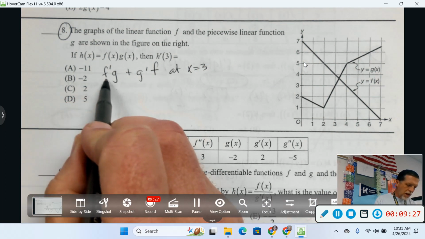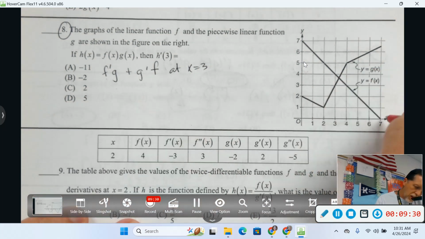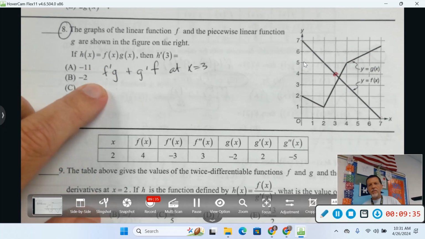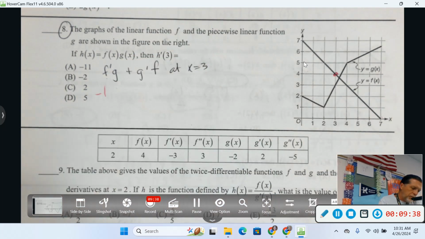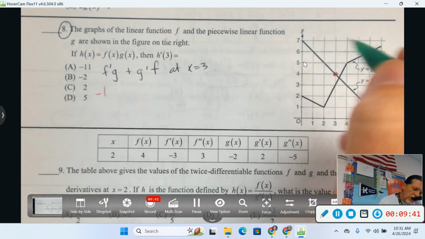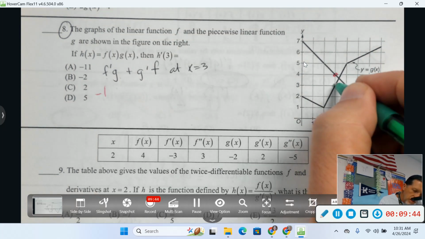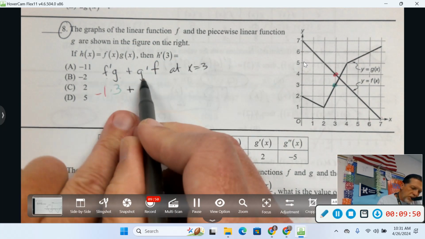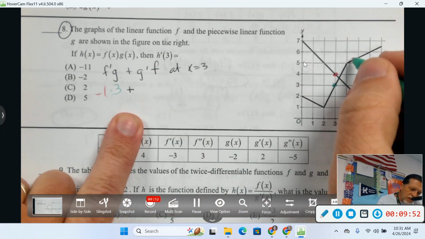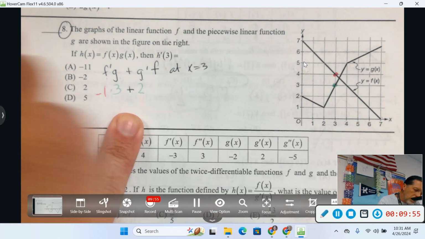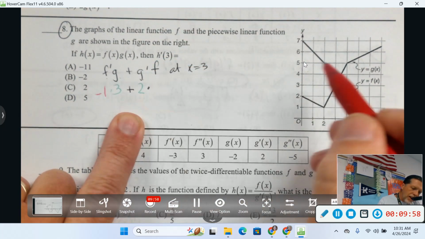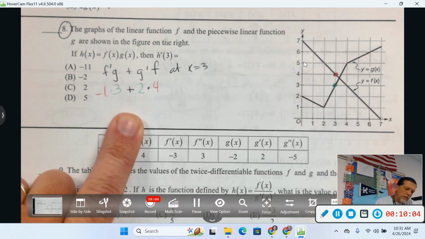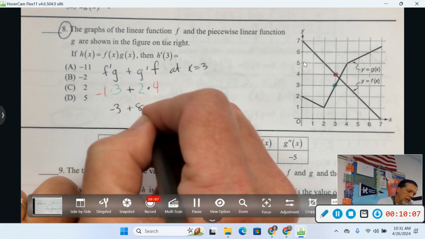Okay, F prime at 3 means the slope of the graph at 3. The slope of f at 3 is negative 1. G of 3 is just 3. G prime of 3, so that's the slope of G. That slope is 2. And then f at 3, so the function at 3, is 4. So negative 3 plus 8 is 5.